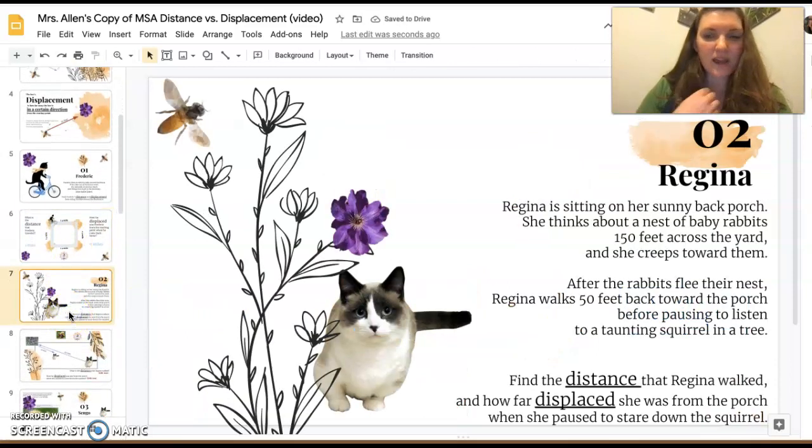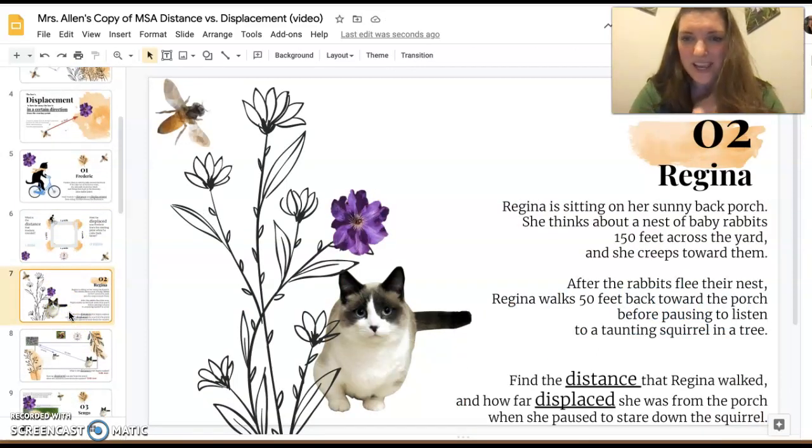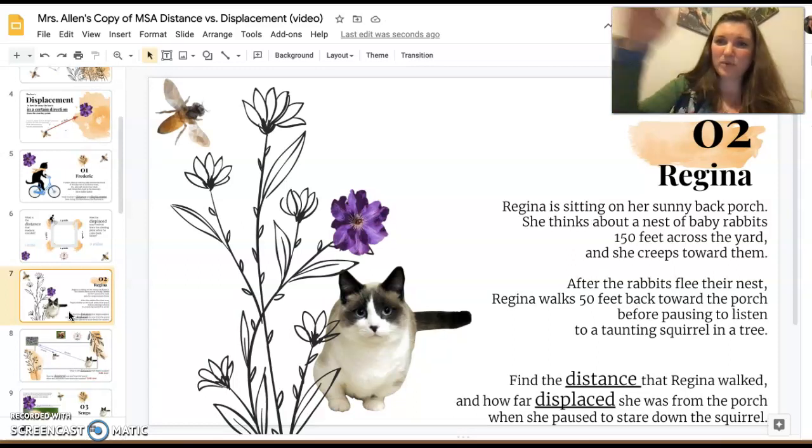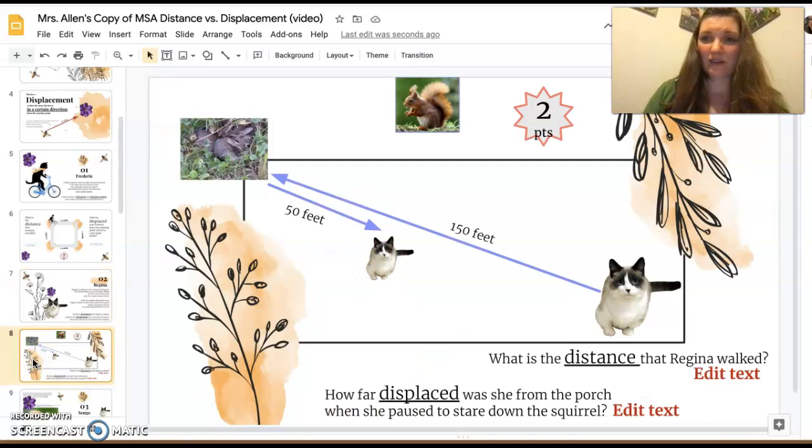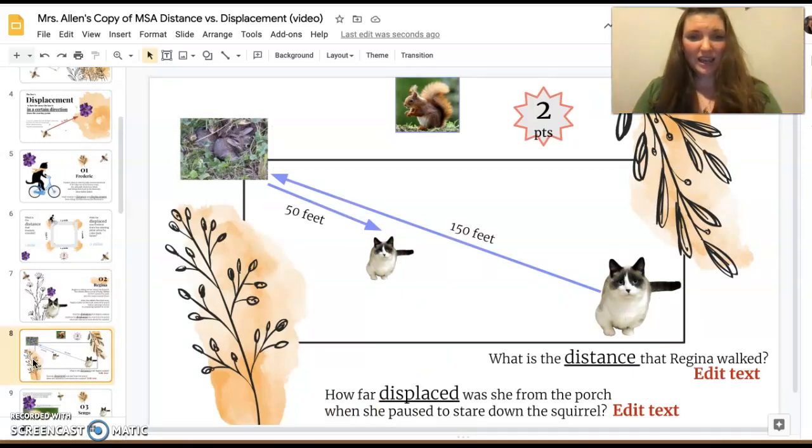Okay, so next one, we have Regina the cat sitting on her sunny back porch, and she creeps across the yard to check on a nest of baby rabbits. And when they flee, she walks back towards the porch 50 feet. So we're going to find distance and displacement. It's always really important to have a visual in your mind of what this looks like, so I drew each one of these so you can see what's going on. She walks 150 feet this way and then 50 feet that way. So her path length, her distance, is 150 plus 50, so 200 feet.